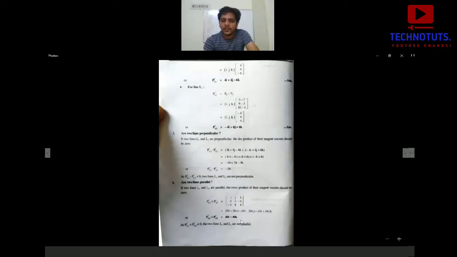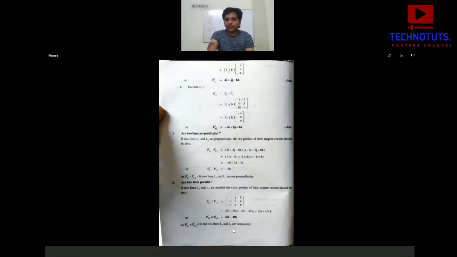On solving this determinant, you will obtain the value. Suppose that value is equal to 0, then the two lines are parallel to each other. If not, then the two lines are not parallel. Here, the cross product of the two lines is obtained as 68 plus 4pk. That means it is not equal to 0. Therefore, the two lines L1 and L2 are not parallel to each other. That means the two lines are neither perpendicular nor parallel.